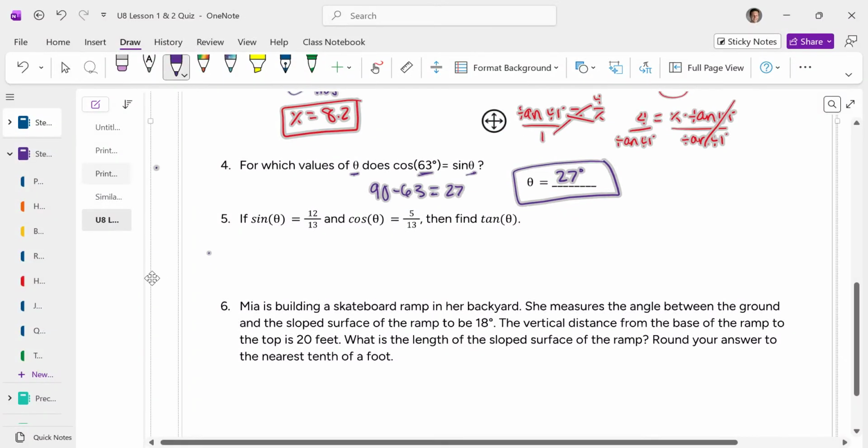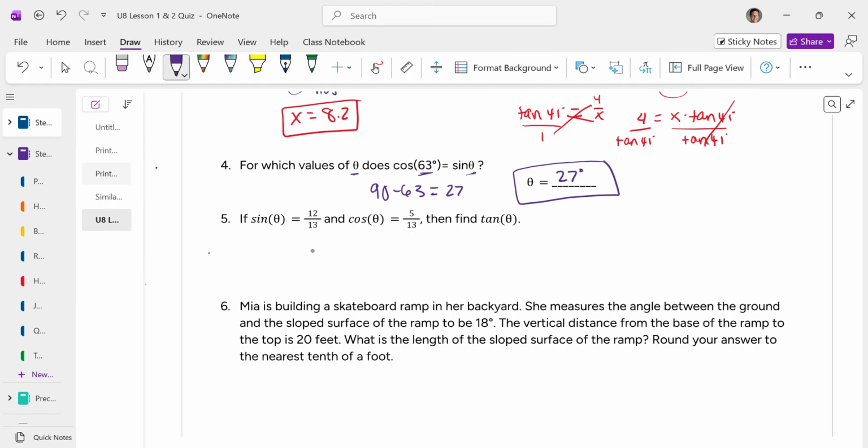If sine of an angle is 12 over 13 and cosine is 5 over 13, find tangent. I think the best way to do this is to sketch a right triangle. Good news is that it doesn't really matter where you put your theta, as long as it's not in the 90. It could be either of these two angles. You could draw your triangle a reflection of this. Doesn't really matter.